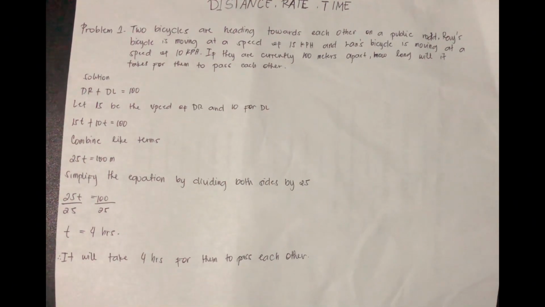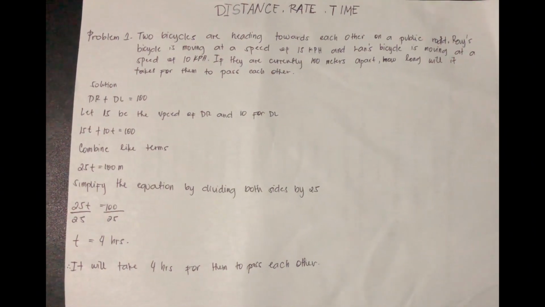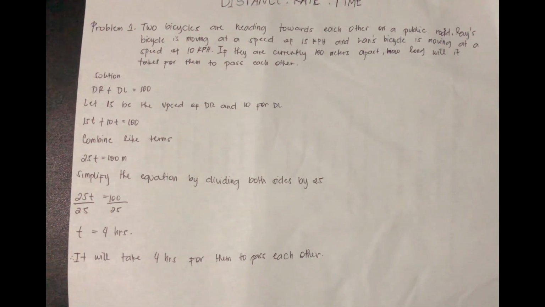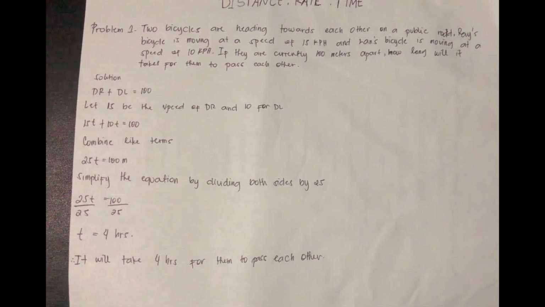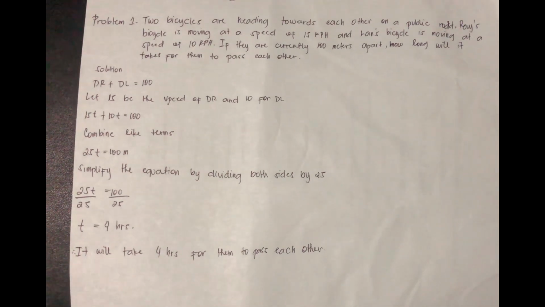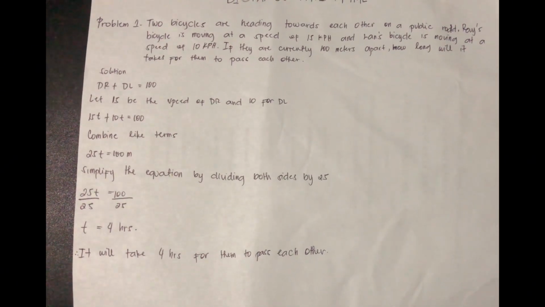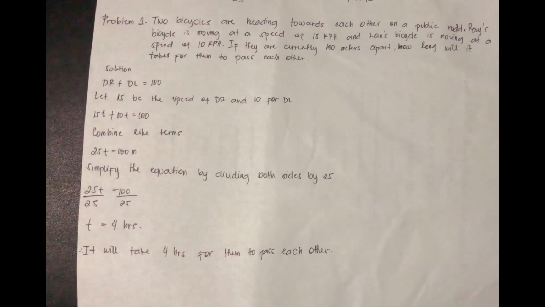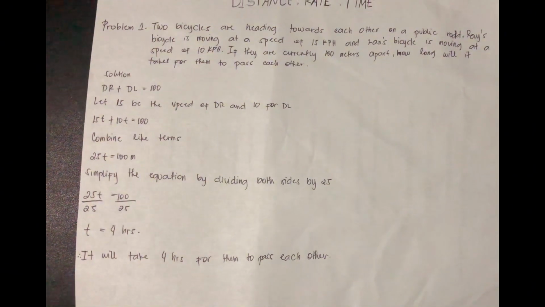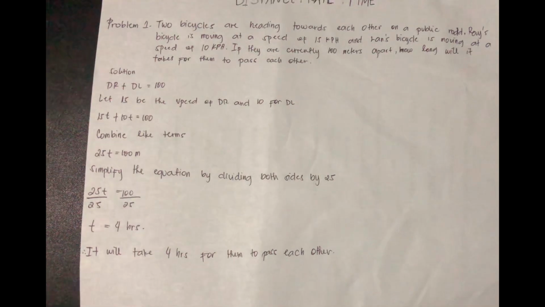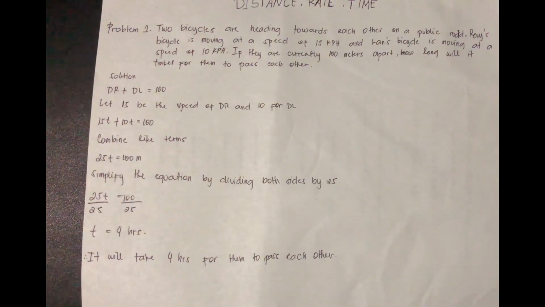Distance, rate, and time. Two bicycles are moving towards each other on a public road. Ray's bicycle is moving at a speed of 15 km per hour and Lance's bicycle is moving at a speed of 10 km per hour. If they are currently 100 meters apart, how long will it take for them to pass each other?